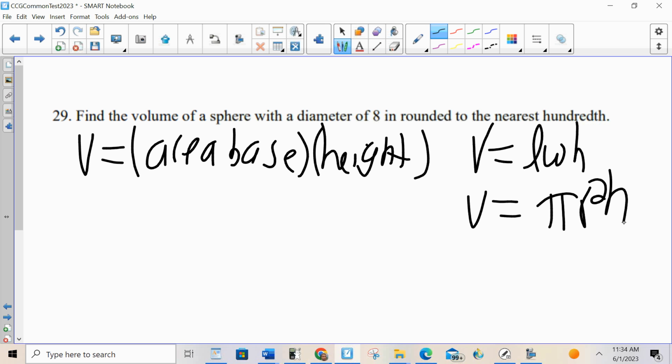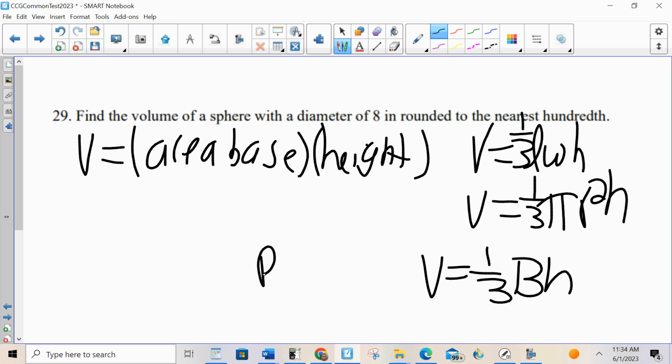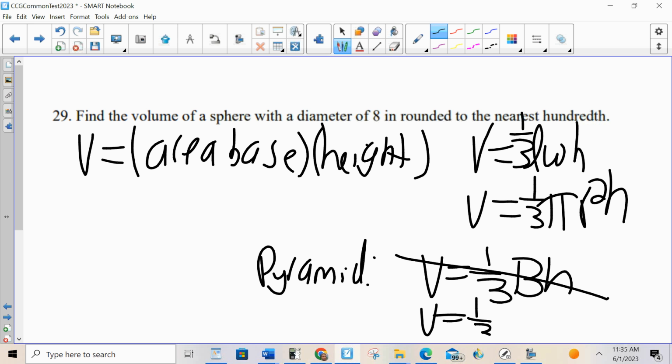If it comes to a point, 1/3 goes in front of it. So a pyramid would be 1/3 length times width times height. A cone would be 1/3 pi r squared height. So this stuff is on the reference sheet for the most part. But on your reference sheet, when it says 1/3 BH for pyramid, do not do it. Cross that out. It's 1/3 length times width times height.